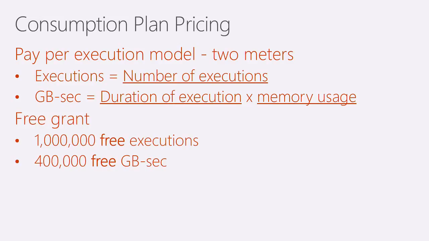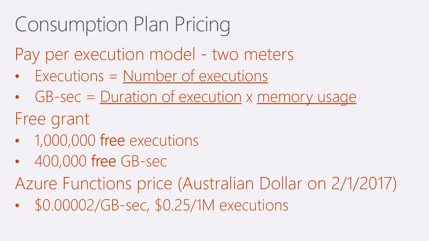There is a free grant. So you get 1 million free executions per month for a given subscription, and 400,000 free gigabyte seconds. So it's like a fraction of a cent per GB sec and about 25 cents per 1 million executions.